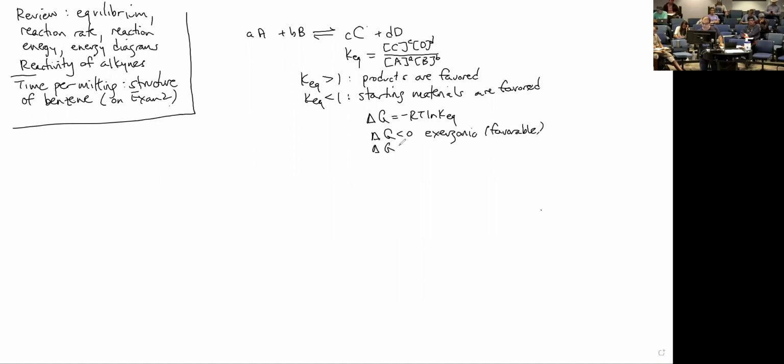And if delta G is positive, then the reaction is endergonic, meaning it's not favorable or non-spontaneous at the equations given. And in fact, if delta G is positive, that's another way of saying that the equilibrium constant is less than 1. It's exactly the same thing. So that means that the starting materials will be favored over the products. Good. So the reason I bring all this up is Gibbs energy is relevant to reaction diagrams, energy diagrams, which we're going to go over today also.